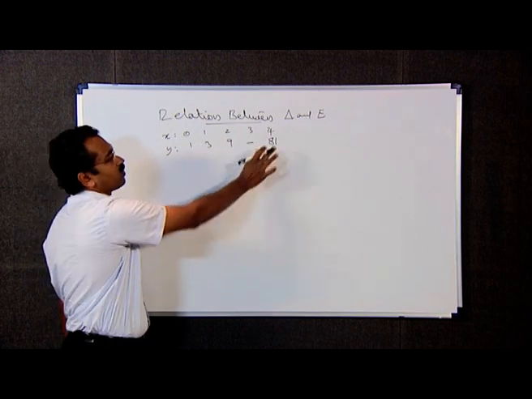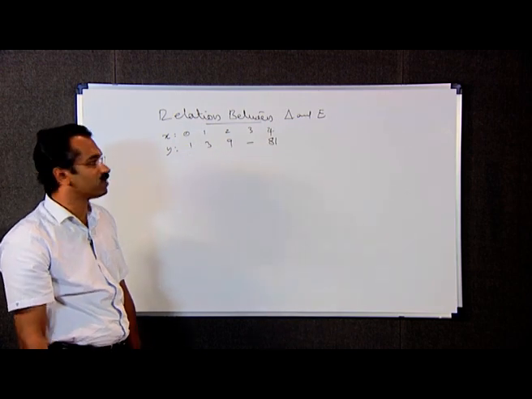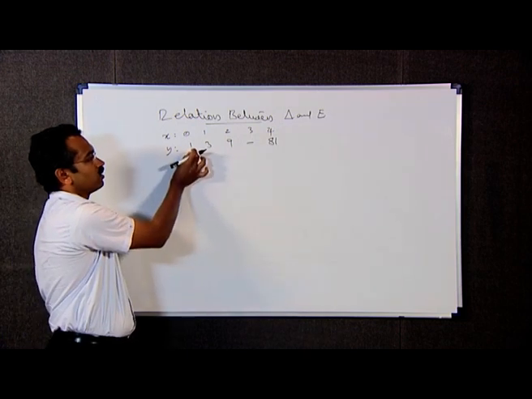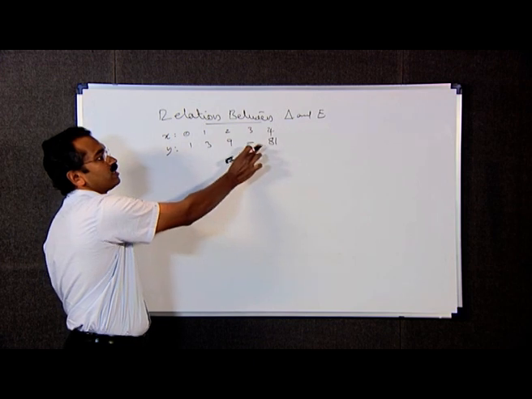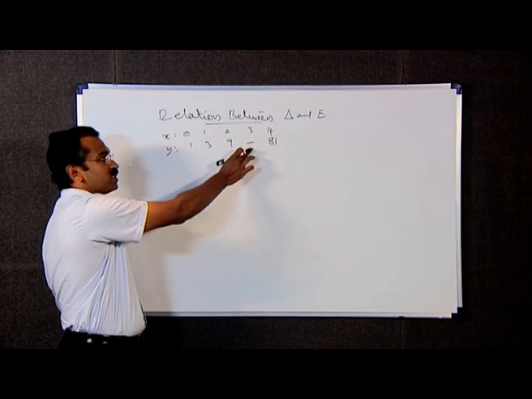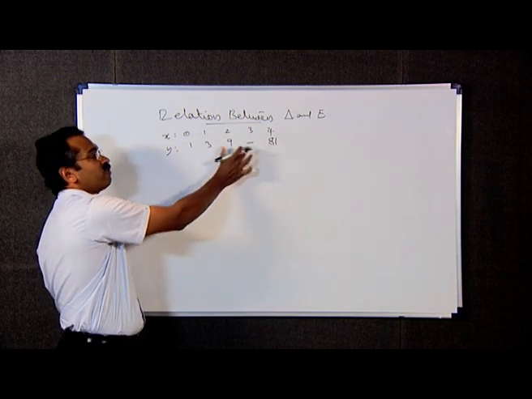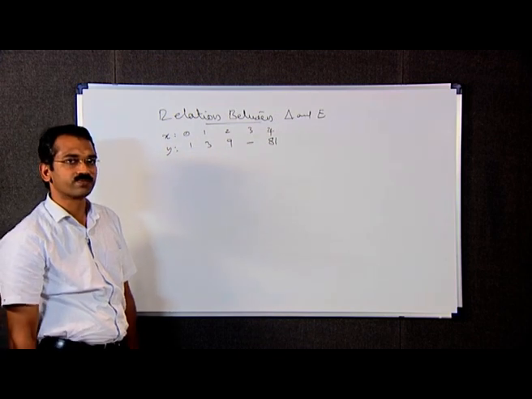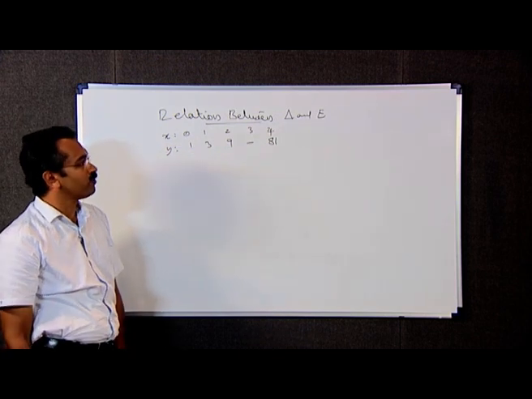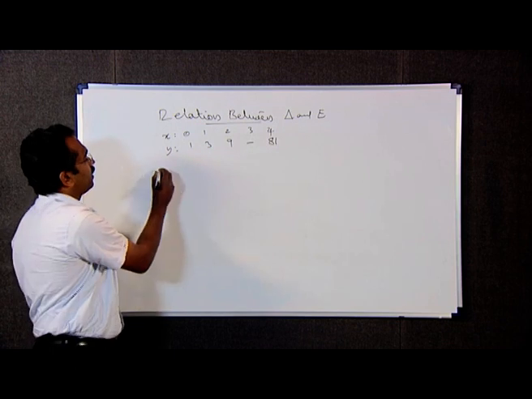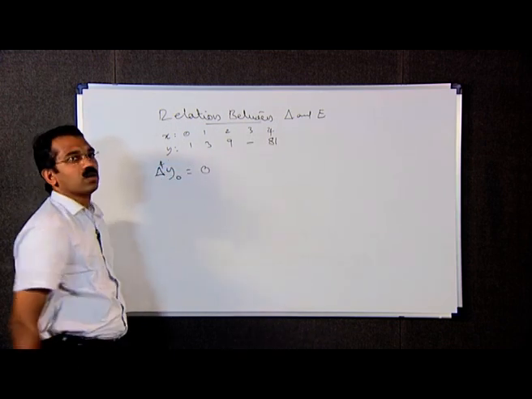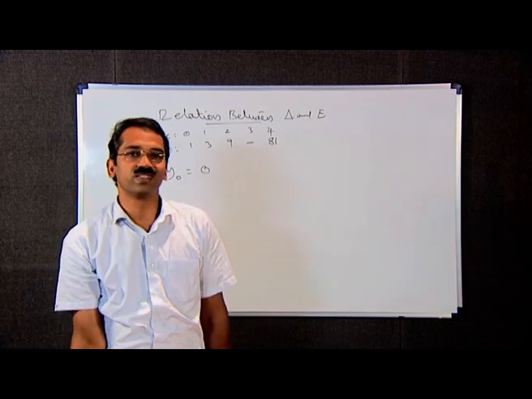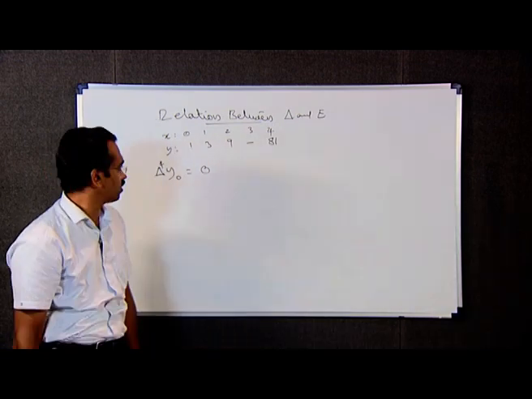Here, 1, 2, 3, 4. Four values are given, that is y naught is equal to 1. This can be taken as y naught, y1, y2, y3 and y4. y3 is missing and the four values are given. Therefore, we can assume that the fourth difference onwards are 0, that is delta raised to 4 y naught equal to 0.